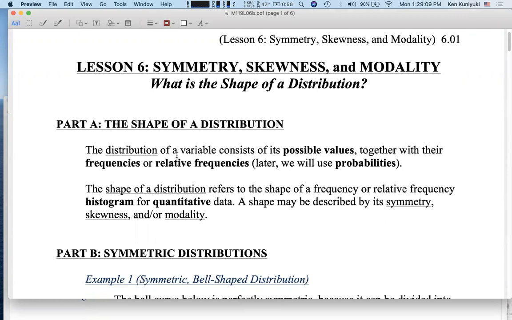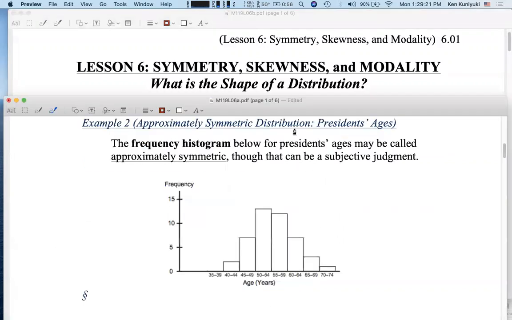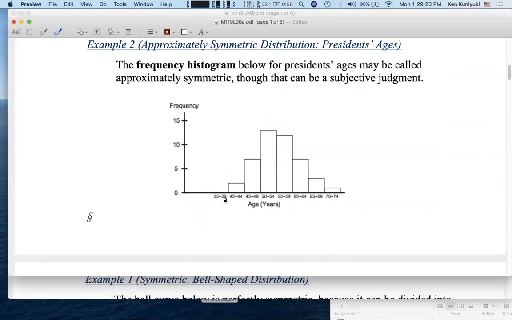The distribution of a variable in general consists of its possible values, together with their frequencies or relative frequencies. Later on, we'll talk about probabilities. So here, for example, we're talking about the various ages of the US presidents when they became president, and their corresponding frequencies for these age classes. So for example, we had 13 presidents in their early 50s, 12 presidents in their late 50s, and so forth.